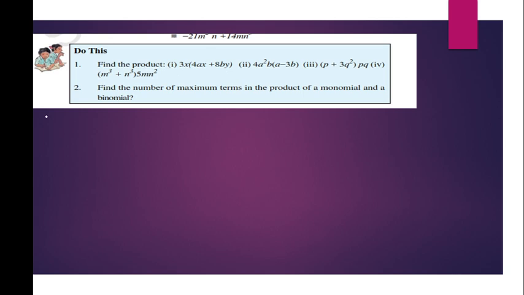Now the first one is 3x into 4ax plus 8by, isn't it? Now write. So according to the distributive law, 3x into 4ax plus 3x into 8by, right?